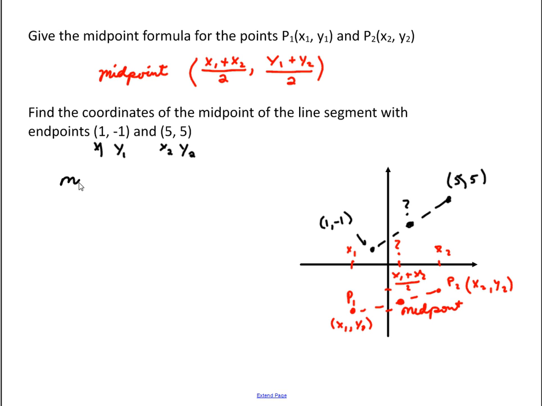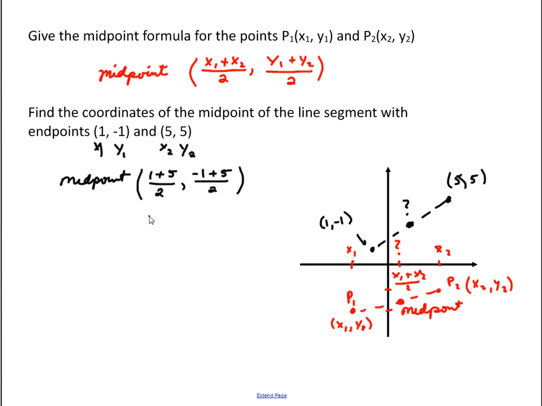Our midpoint will be found by taking x1 plus x2. So we're going to take 1 plus 5 and divide the sum by 2 to get our average, and then we're going to take -1 plus 5 divide by 2 to get our y coordinate.